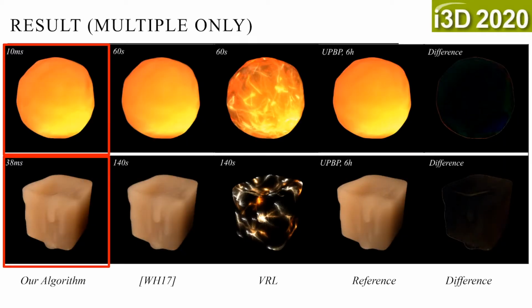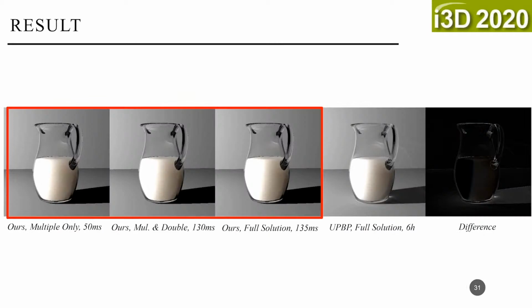This figure presents a comparison between our method, a variance-based method, and VRL, and the reference image is computed using UPBP. Only multiple scattering results are displayed. Our method produces pictures that are virtually identical to the reference image and is faster than the variance method and VRL. Those three figures present the different scattering components in our method. Increasing the number of scattering components increases the computation time, which goes from roughly 50 ms per frame for multiple scattering only to roughly 150 ms per frame for the full solution.